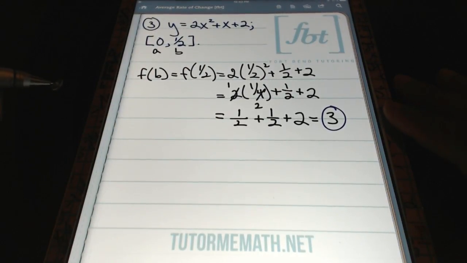Okay, so it was a little different, a little stressful on there because we had a couple of fractions in the problem, but we persevered.